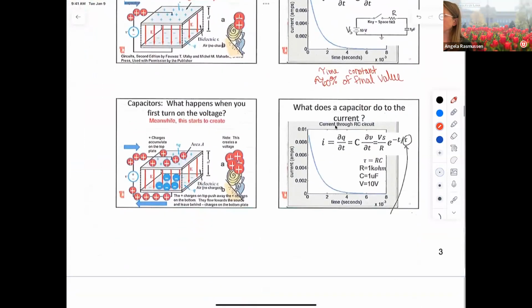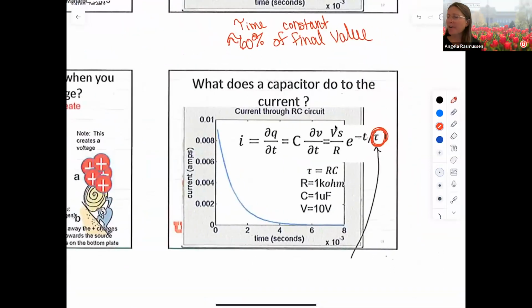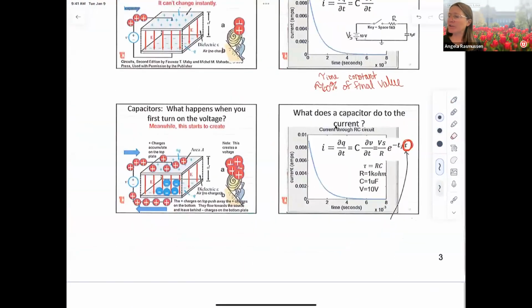It's in this one. So that's going to be this tau, which we'll go over where this form kind of comes from in a minute. But I want you to first understand what the time constant is. It's how long it takes to charge or discharge the capacitor. So that's one thing to know about the capacitor.